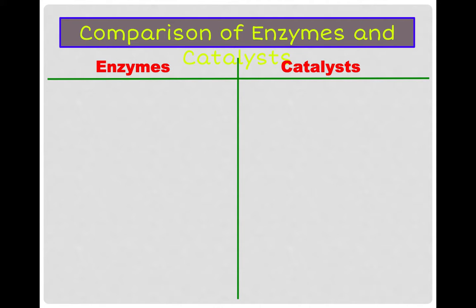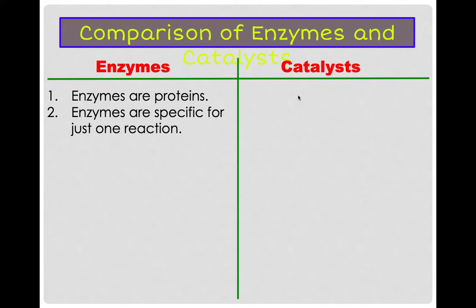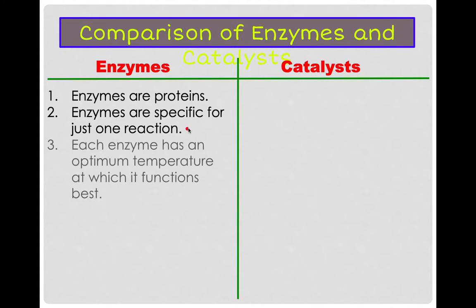So this is a good place to take a little break if you need to take a break from taking your notes or doing your activity. This is how we're going to compare the difference between enzymes and catalysts. This is in your notes and it will be in your test. So it's a good thing to pay attention to. Okay. So enzymes. Enzymes are proteins. Enzymes are specific for just one reaction. They only work for one reaction.